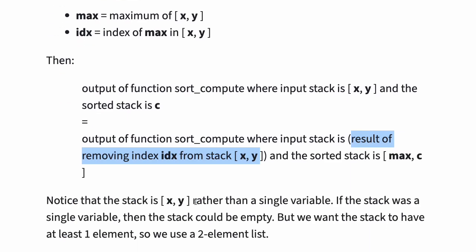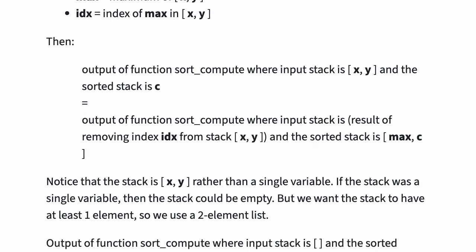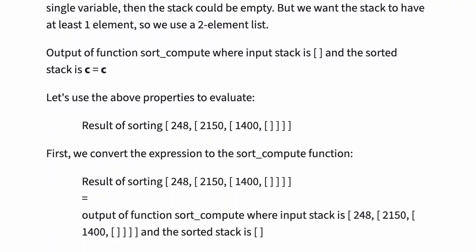Notice that the stack is xy rather than a single variable. If the stack was a single variable, then the stack could be empty. But we want the stack to have at least one element, so we use a 2-element list. Also, notice that the maximum value is removed from the input stack and pushed into the sorted stack. The output of function sort compute, where the input stack is empty and sorted stack is C, is simply C.